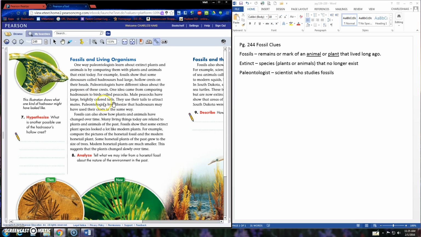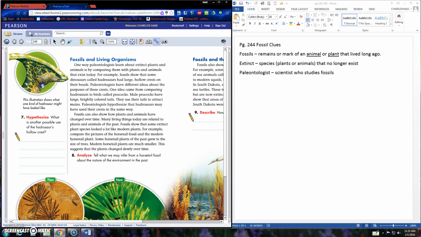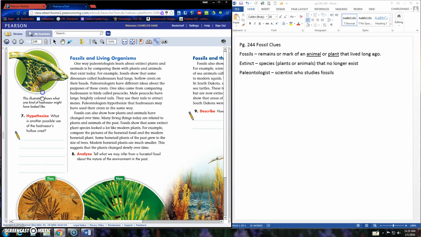One idea came from comparing hadrosaurs to birds called peacocks. Male peacocks have large, brightly colored tails. They use the tails to attract mates. Paleontologists hypothesize, or infer, that hadrosaurs may have used their crest in the same way. They can't prove what they actually did. Why did they have to have this crest? They can only make inferences based on the way it looked in the animals and plants they know about today.